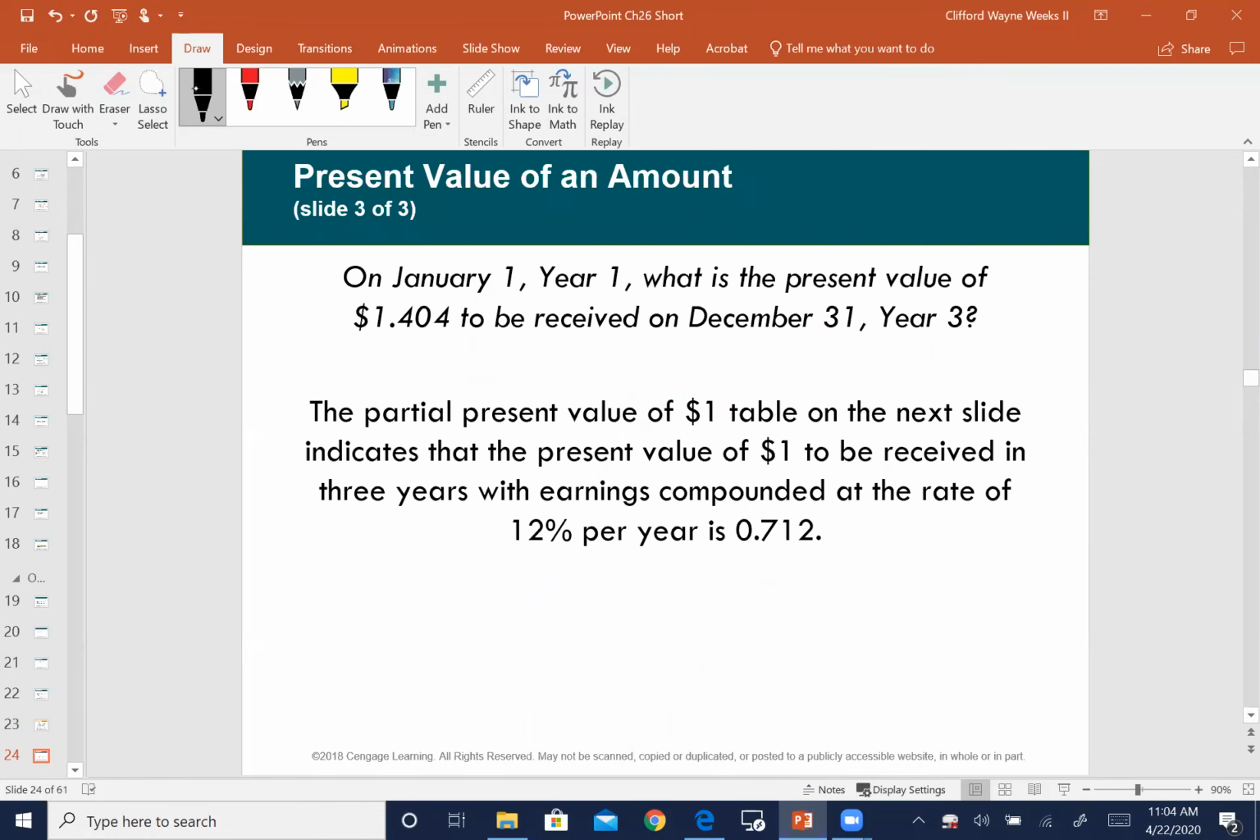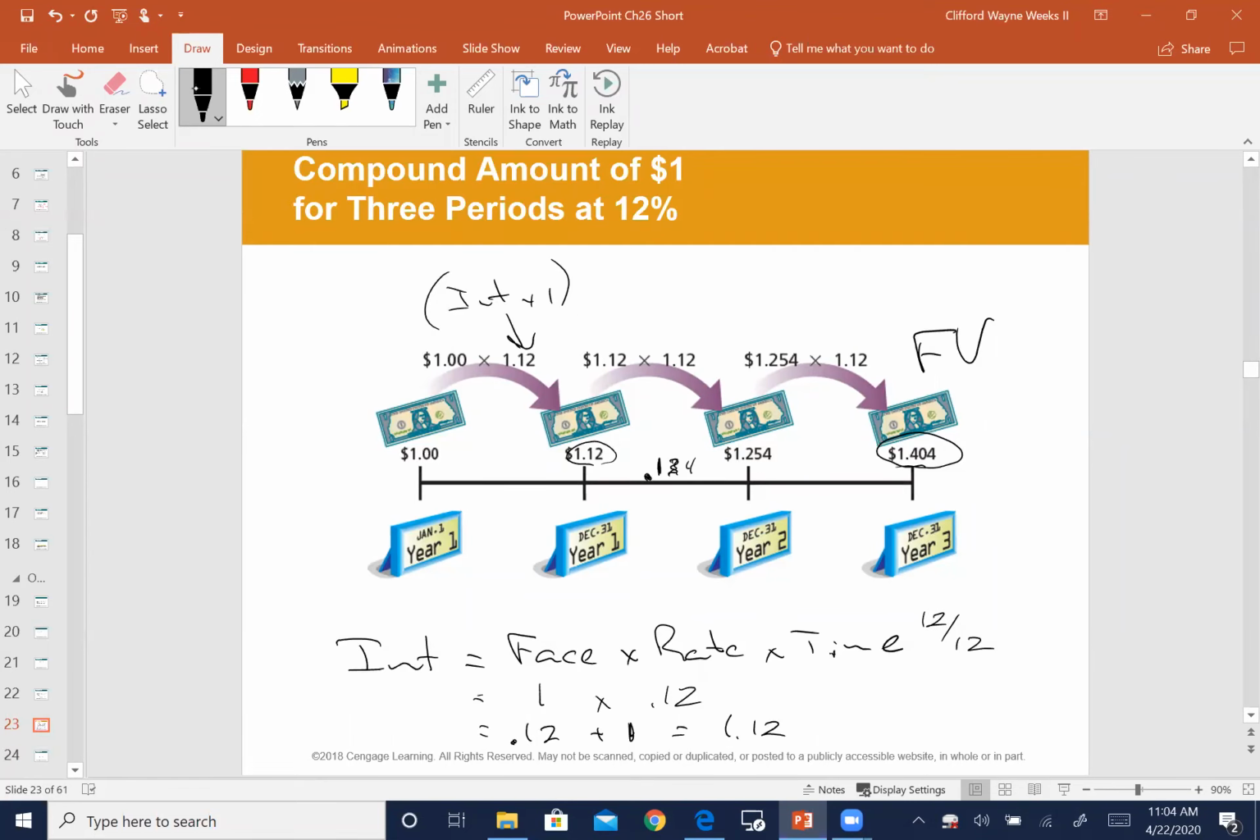Present value of an amount. Let me go back here and show this picture. What do you think the present value of $1.40 three years from now is today? Well, that's what's referred to as discounting. If we were to bring that back to today, yes, it's worth $1. Ooh, rocket science, right?